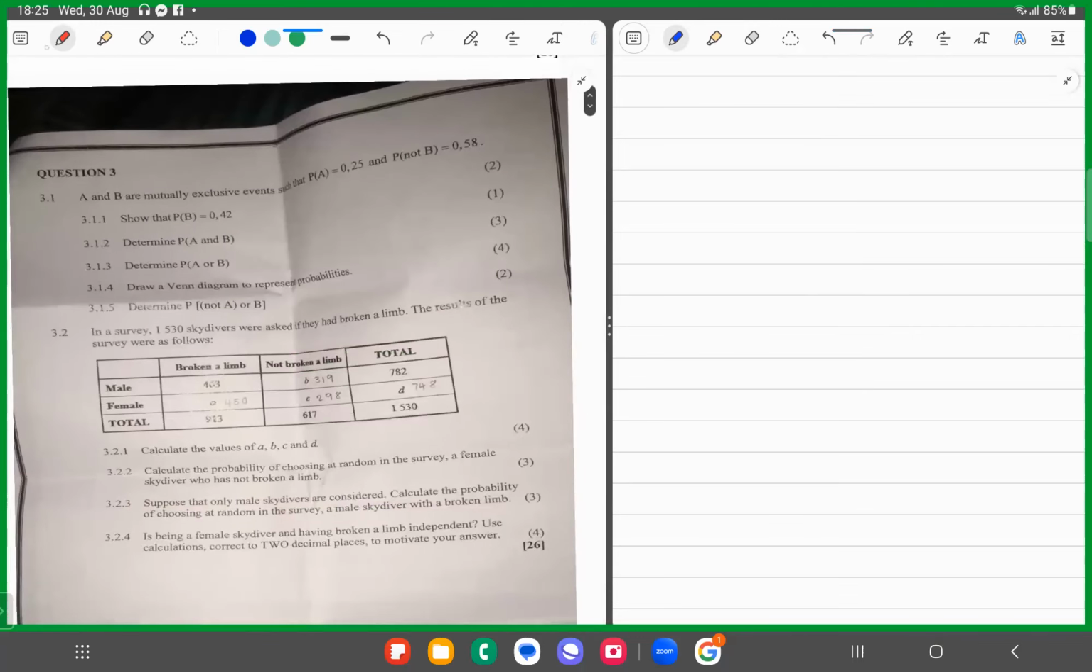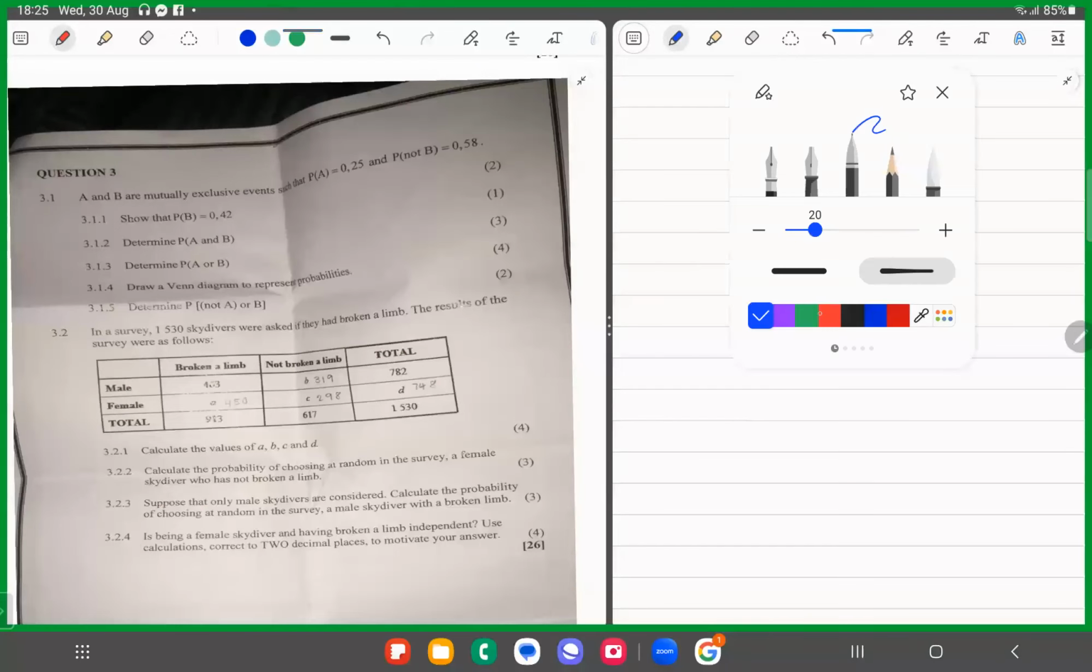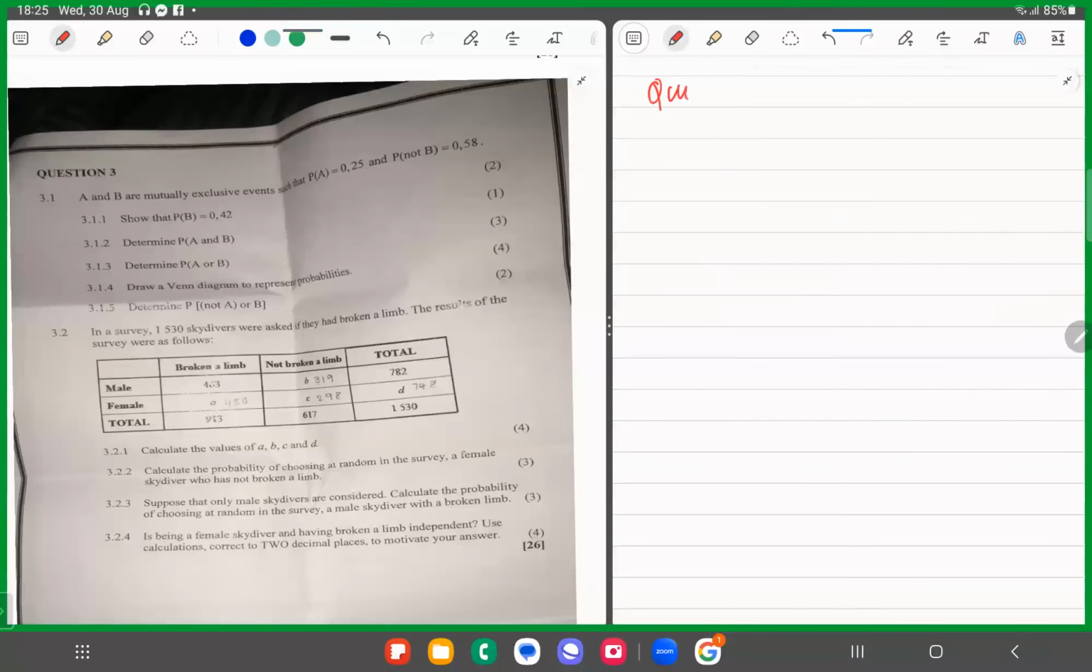Right, let's look at the next question from the questions you sent to me. We're looking at 3.1. Right, so in 3.1 now we're saying A and B are mutually exclusive events such that the probability of A is this and the probability of not B is that. Show that the probability of B is 0.42.